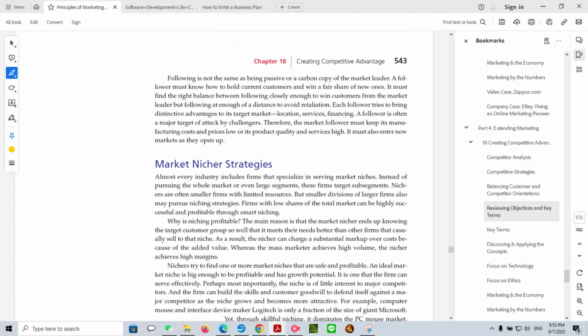Following is not the same as being passive or a carbon copy of the market leader. A follower must know how to hold current customers and win a fair share of new ones. It must find the right balance between following closely enough to win customers from the market leader, but following at enough of a distance to avoid retaliation. Each follower tries to bring a distinctive advantage to the target market.